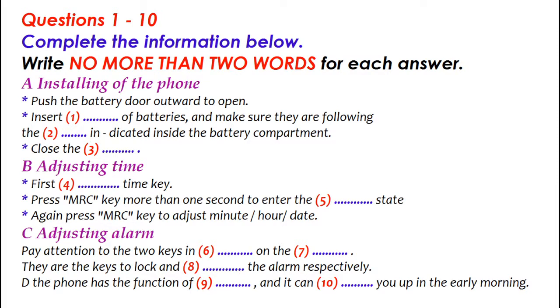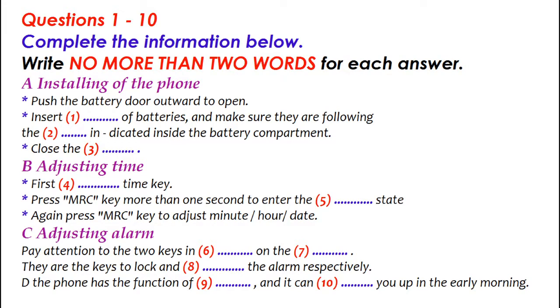Now, let's come to the second step, adjusting time. Press time key first, then press MRC key more than 1 second to enter the time, adjusting state. Have you seen the second digit flashing now? Yes, it is flashing now. So let's go on. Press MRC key again to adjust minute, hour, date. Have you finished? Yes, all the digits have been flashing successively.